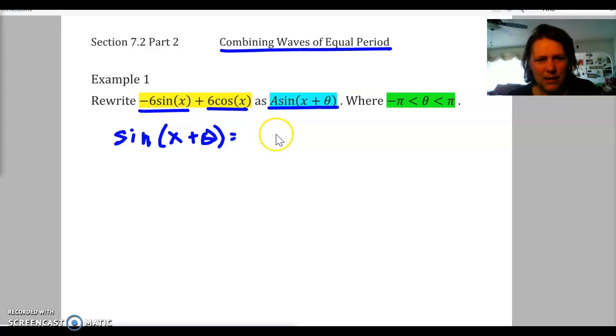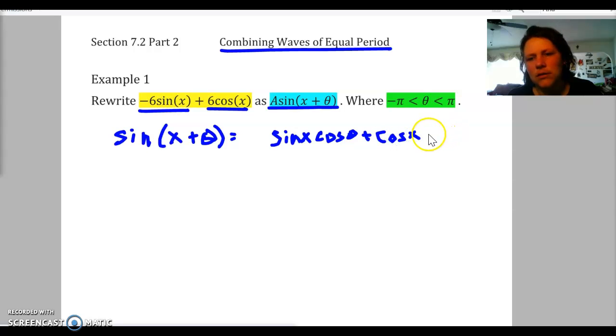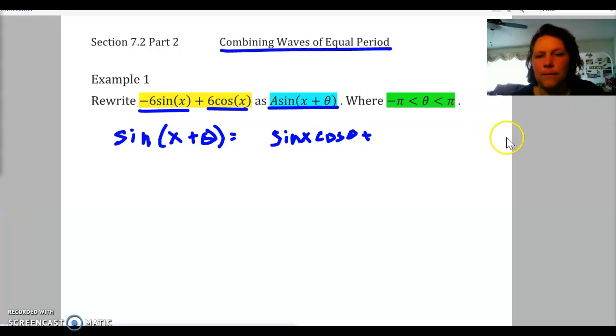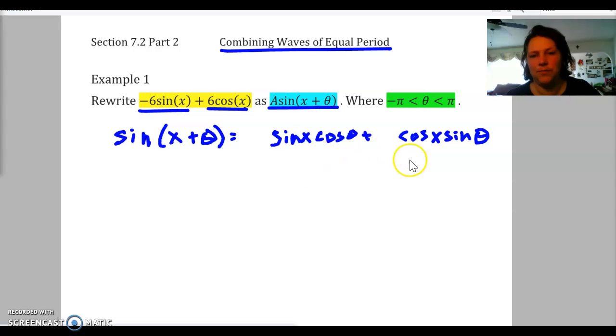Okay, when we expand sine x plus theta, we have sine x cosine theta plus cosine x sine theta. Oops, I didn't leave myself room. Let me go back. All right, I need a little bit of room in front of there. Okay, leave myself a little bit of room, and then I'm going to have cosine x sine theta. All right, so that is sine of x plus theta in expanded form on the right-hand side.